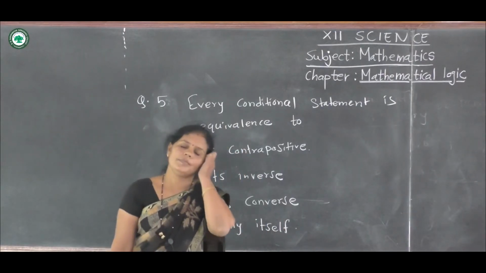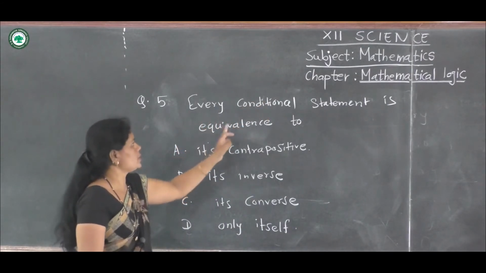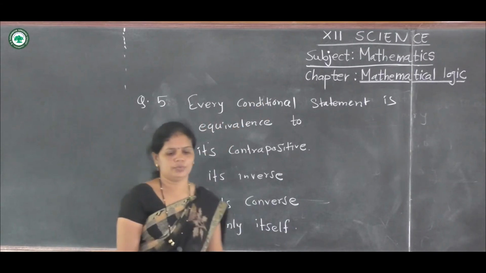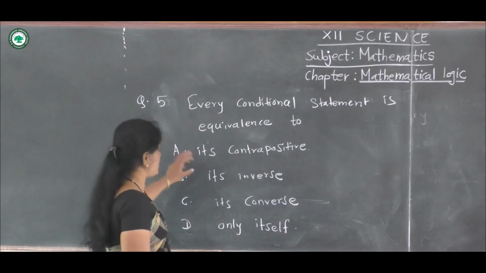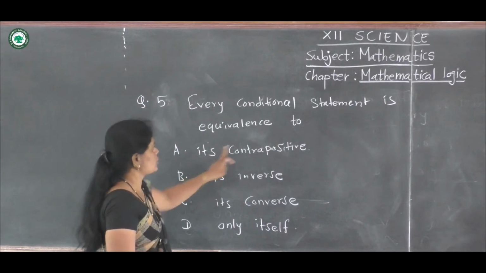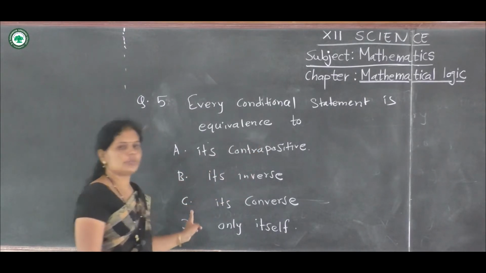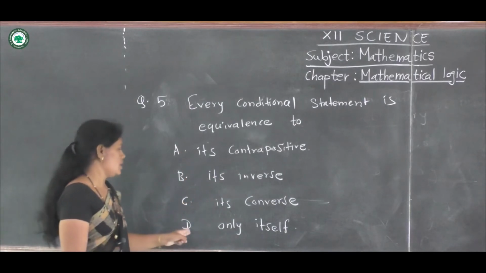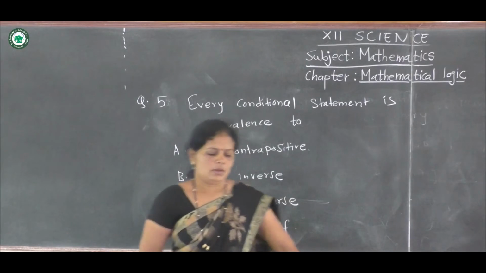Let us see the next question. Every conditional statement is equivalent to. Four options. First is its contrapositive. B option is its inverse. C option is its converse. And D option is only itself.